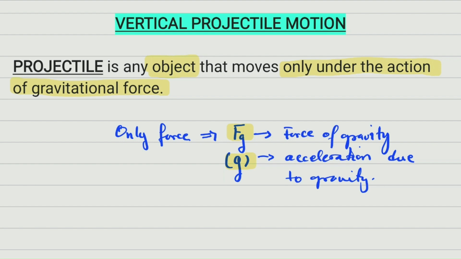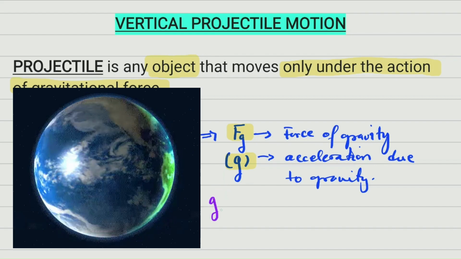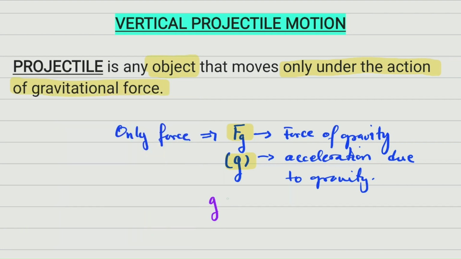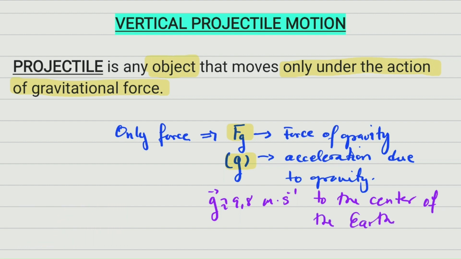If the object is moving near the surface of the earth, then the acceleration due to gravity will be approximately 9.8 meters per second squared, and the direction is to the center of the earth. Remember, it is a vector quantity. So this is the introduction, the first part that we must know.